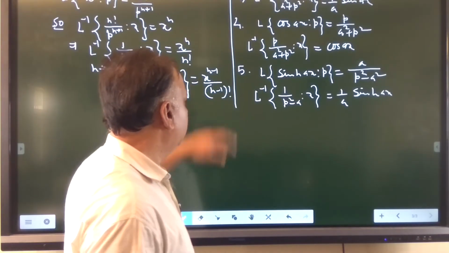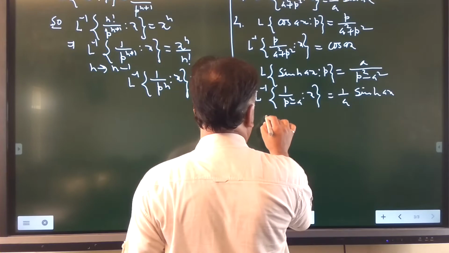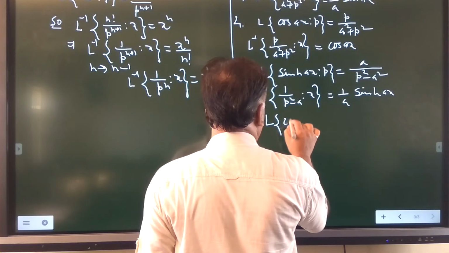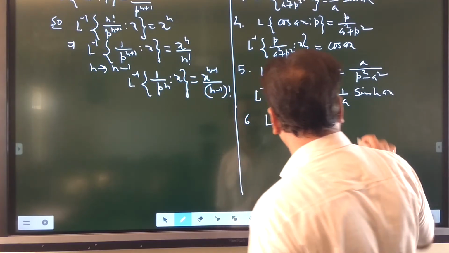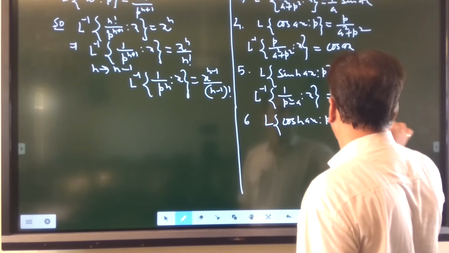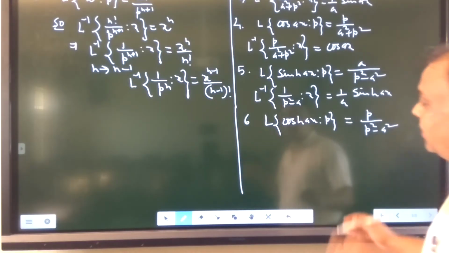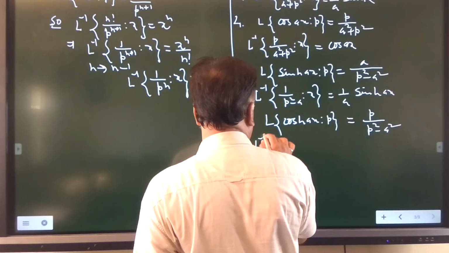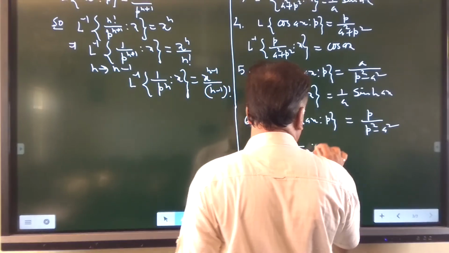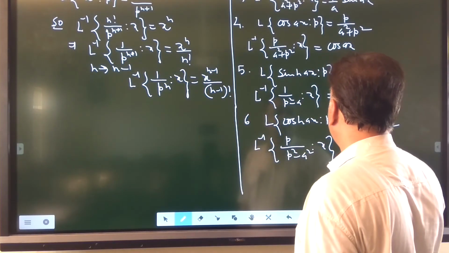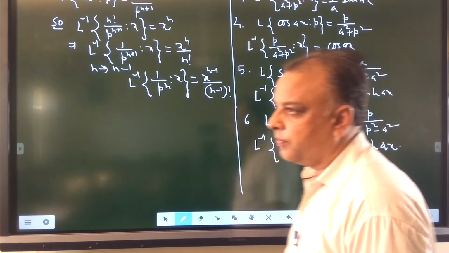Another result for the hyperbolic function: the Laplace transformation of hyperbolic cos ax with respect to p is equal to p upon p square minus a square. So, inverting this result, we get the inverse Laplace transformation of p upon p square minus a square with respect to x is equal to hyperbolic cos ax.